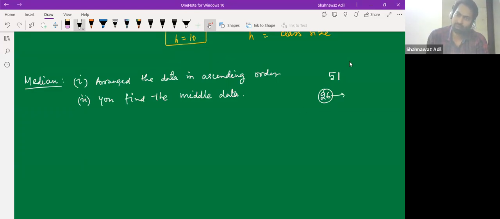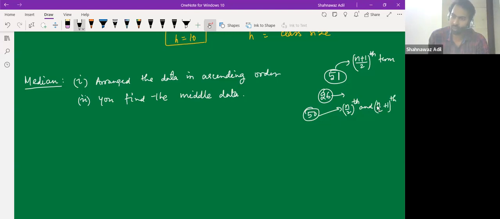If you remember, for odd data, you calculate the (n plus 1) by 2th term. And if you have even data, you calculate the n by 2th term and the n by 2 plus 1 term. Remember, this is n by 2 whole, and then the next term. Then you take the average of these two. This you do for the even data. This you did in your ninth class.